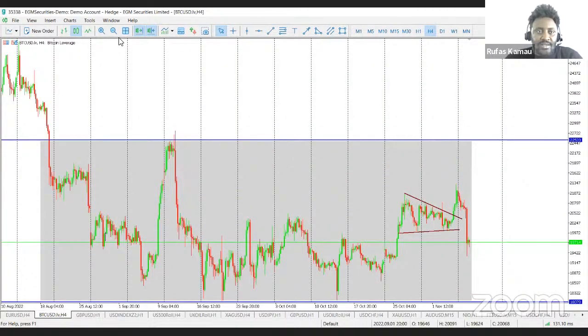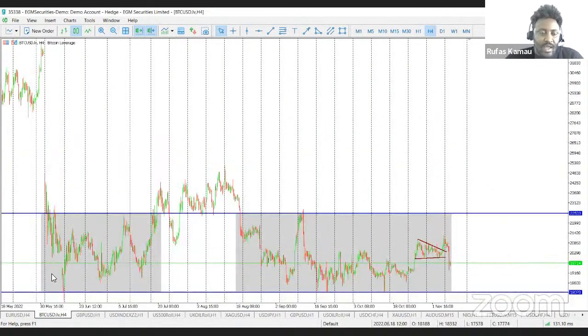So remember, Bitcoin is still trading sideways. This is a sideways movement that started back in May. So we are trading within this range, a high of 22,500 and a low of 18,000. Right now, we are closer to the lower side than the upper side.